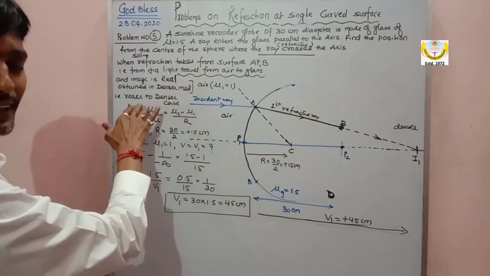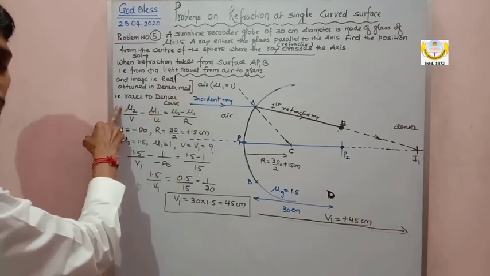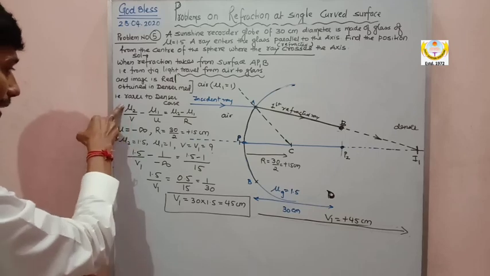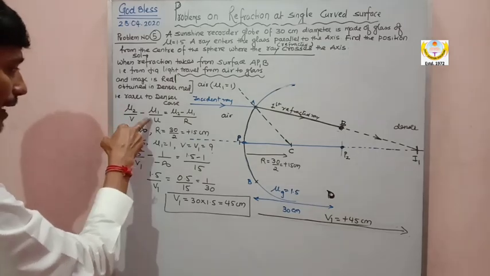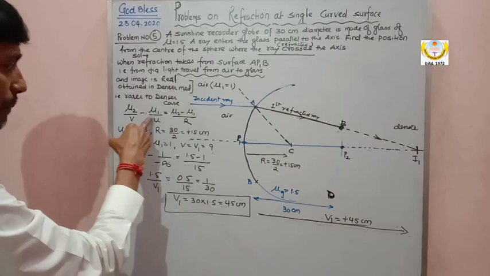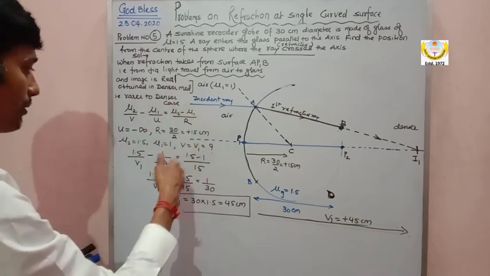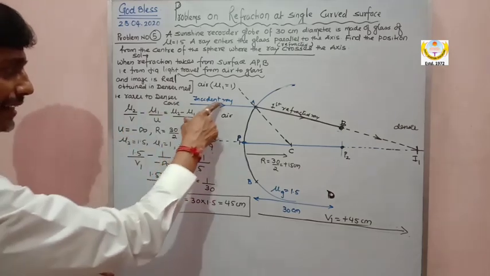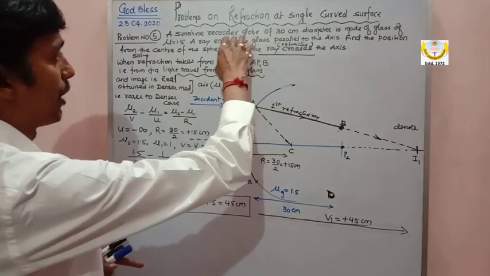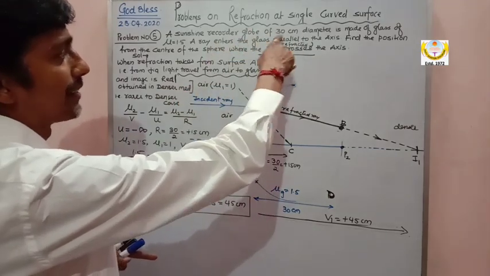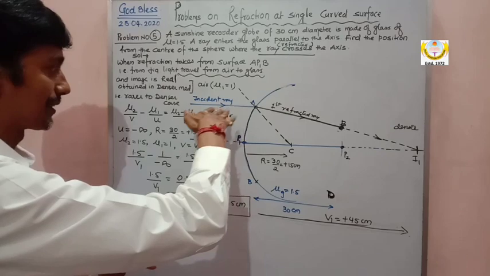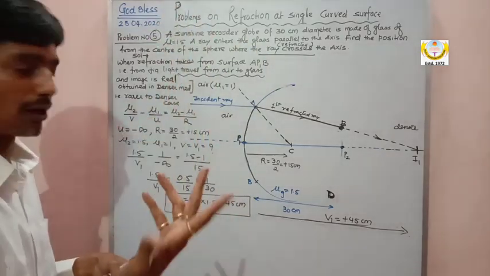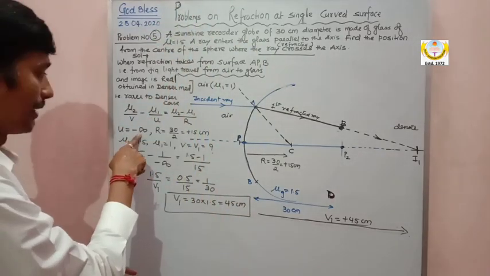And since the case is from rarer to denser, it will be mu2 by V, that is, the image is in denser, so it is mu2 by V, and the object in rarer, so it will be mu1 by U, followed by mu2 minus mu1 by R. Now, as I said, the ray is coming here. They have not mentioned the ray, they just said the ray enters the glass parallel to the axis. But from where the ray is coming they have not mentioned. So I have taken U as infinity.